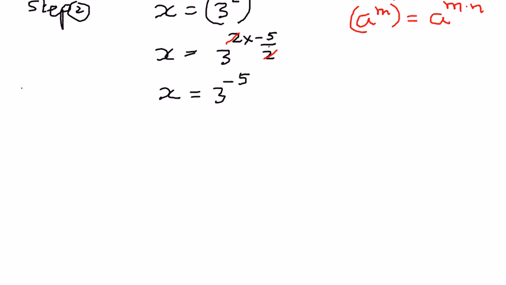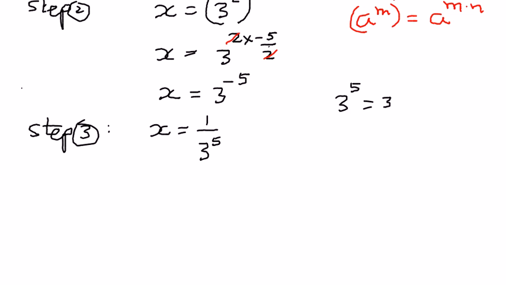So therefore, we can also write this as step number 3. In step number 3, we almost have the answer. We need to simplify it a little bit more. We can express this negative exponent as a positive exponent by bringing it to the denominator. We can express it as 1 over 3 to the power of 5. So 3 to the power of 5 means 3 times 3 times 3 times 3 times 3, isn't it? 1, 2, 3, 4, 5.